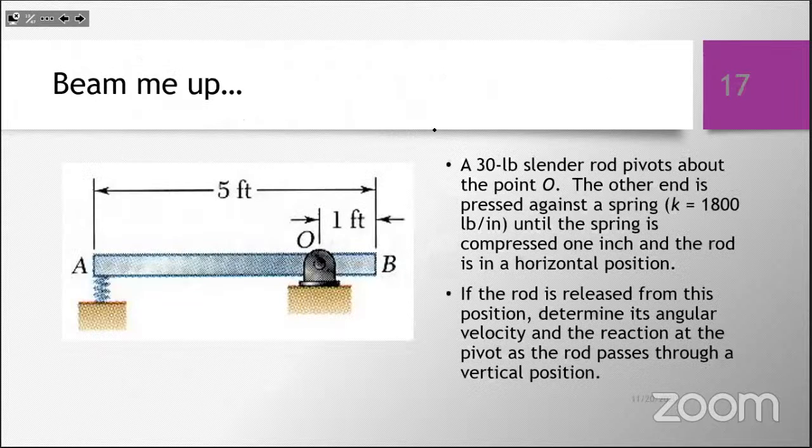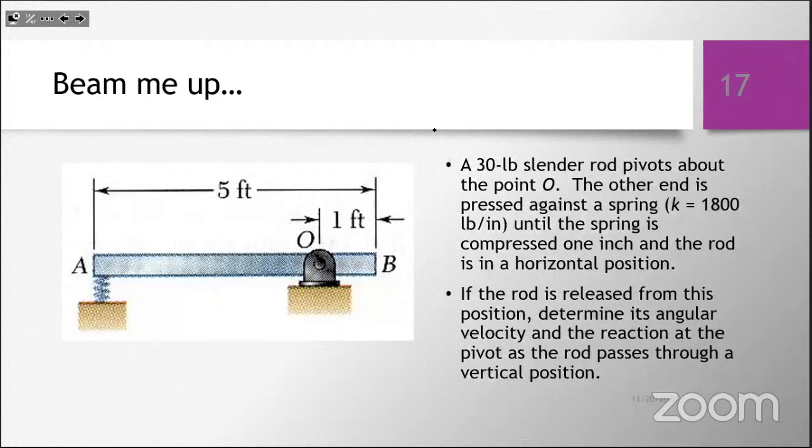Problems. Oh, this is a good one, right? So I've got a 30-pound slender rod, which pivots about point O, right there. The other end is pressed against a spring that has a spring constant of 1,800 pounds per inch. I compress it 1 inch, and the rod is in the horizontal position, right? So in this initial state, it's already 1 inch compressed, so there's some amount of energy stored in that spring already.